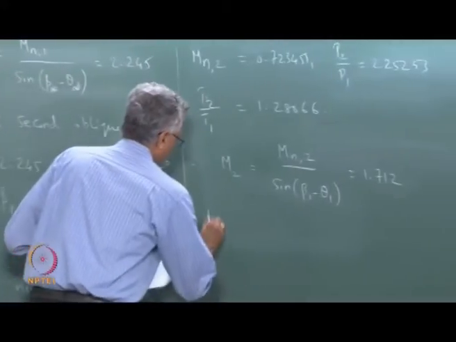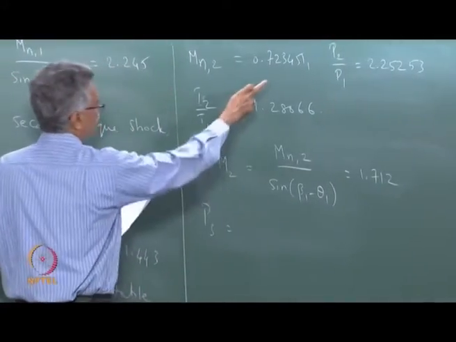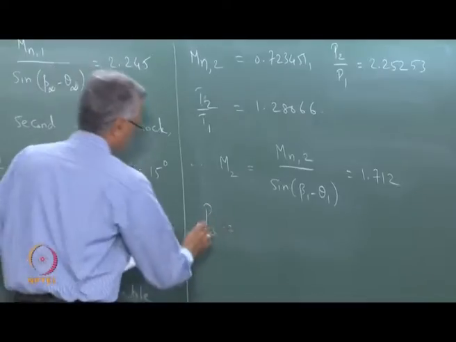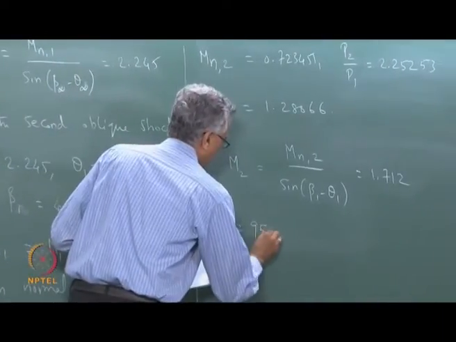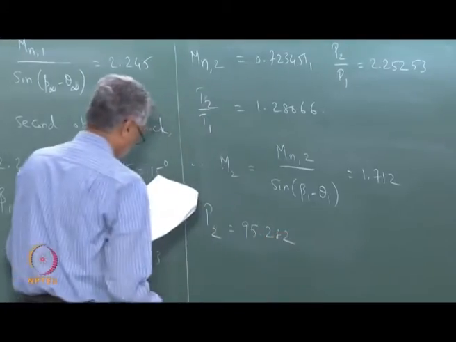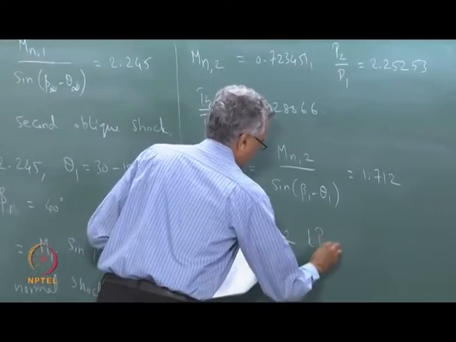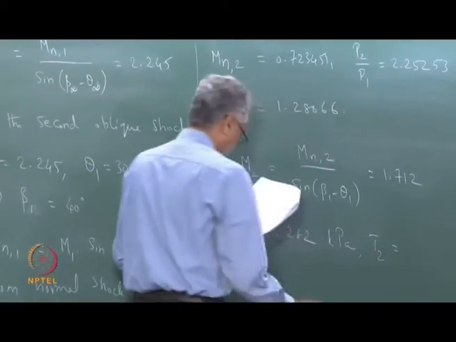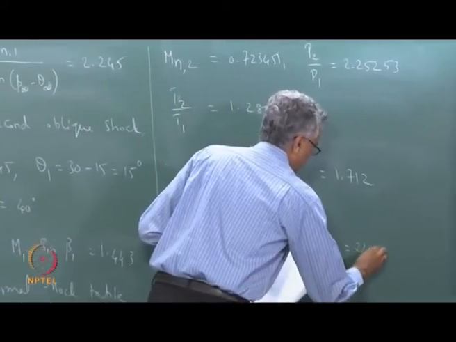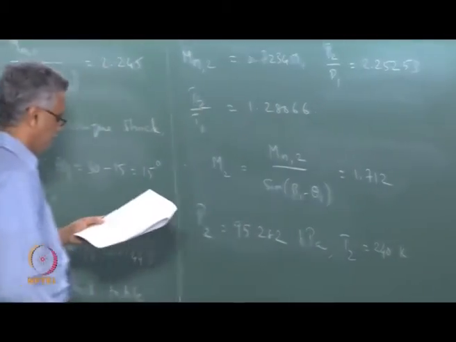And now I have P3 over P1 and P2 over P1, so I can evaluate P2 as 95.282 kilopascal, and my T2 to be 240 Kelvin.